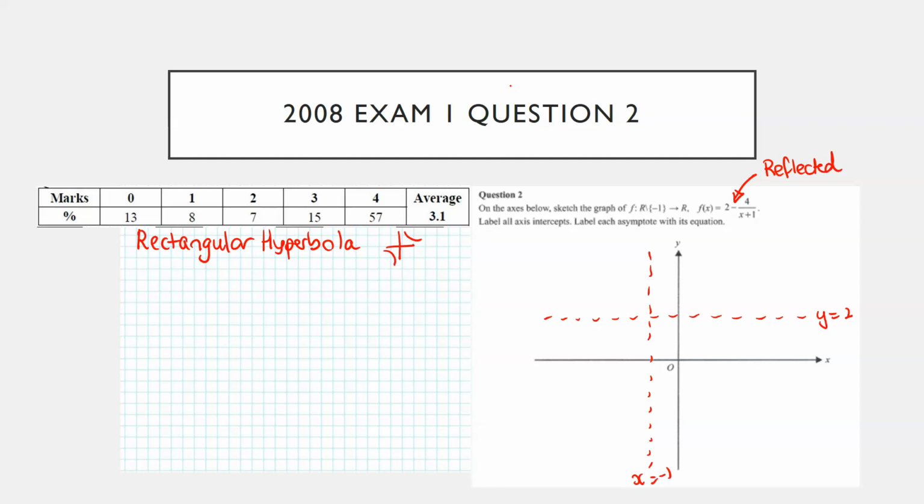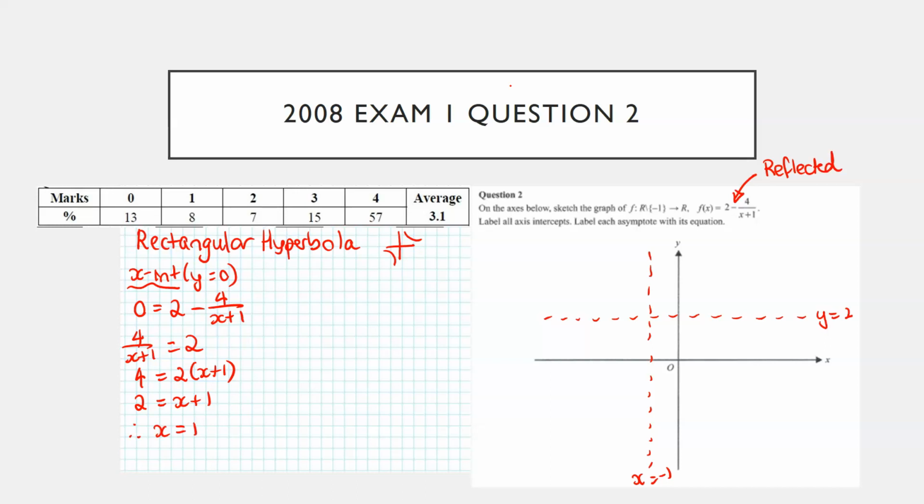Next, we need to find our x-intercept and our y-intercept. Our x-intercept occurs when y equals 0. So we're going to be solving 0 equals 2 minus 4 over x plus 1, which is the same as 4 over x plus 1 equals 2. So 4 equals 2 lots of x plus 1. So 2 is equal to x plus 1. Therefore, x is equal to 1. So my x-intercept is occurring here at x equals 1.